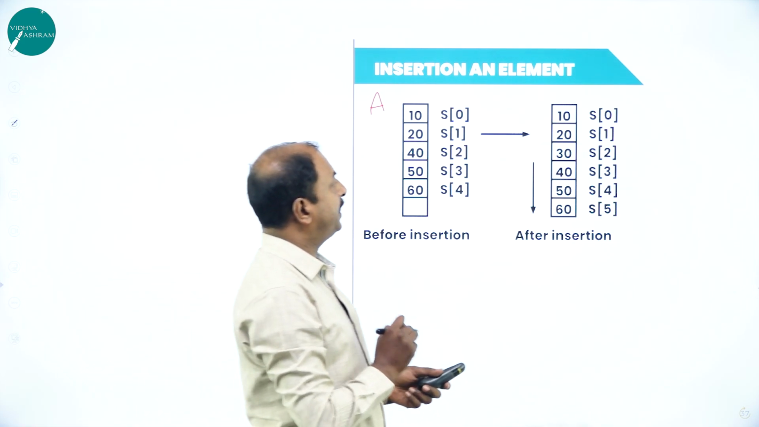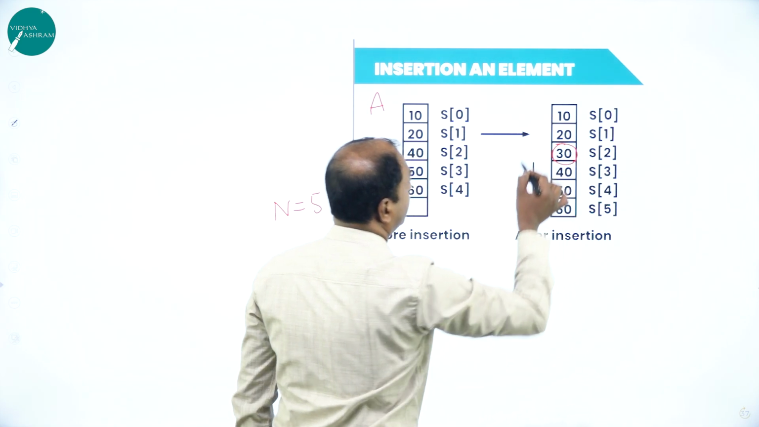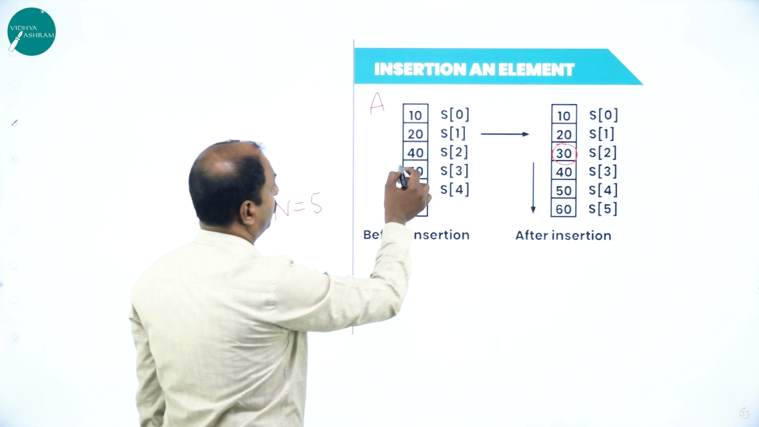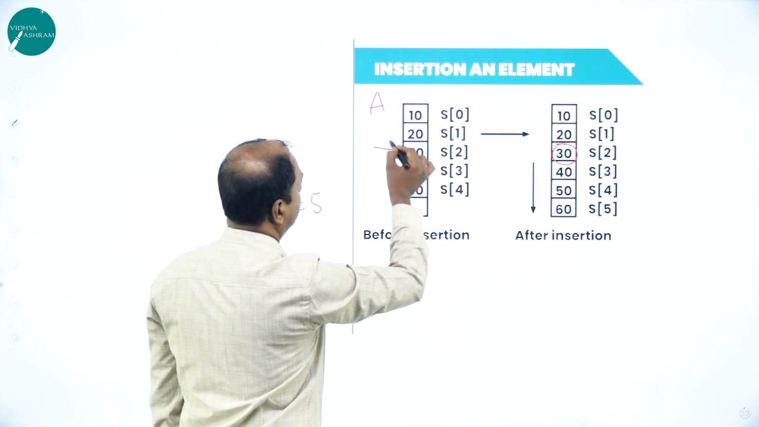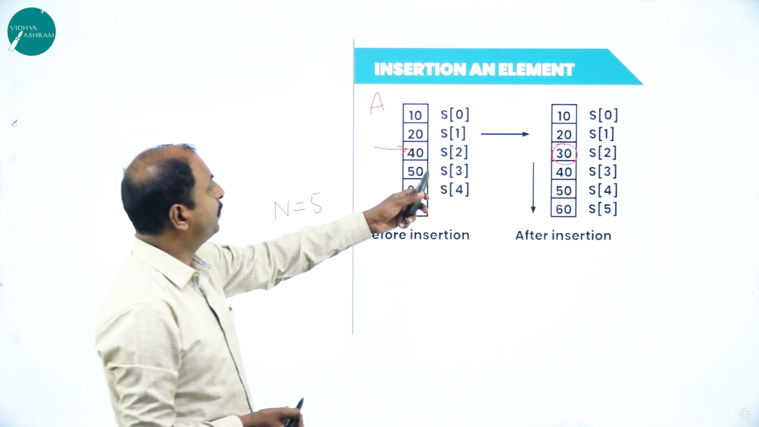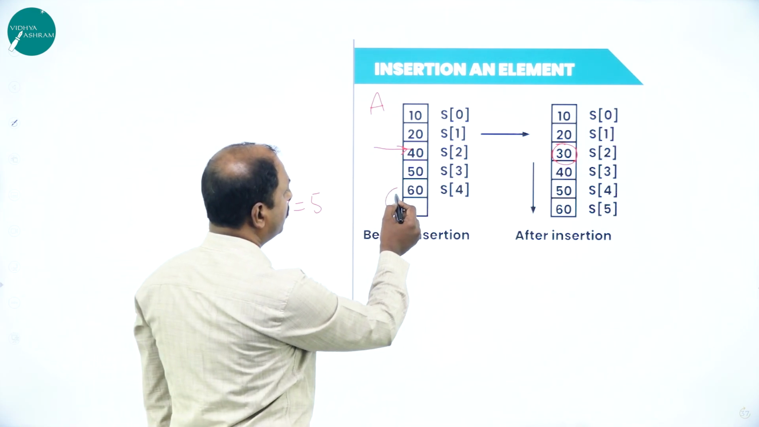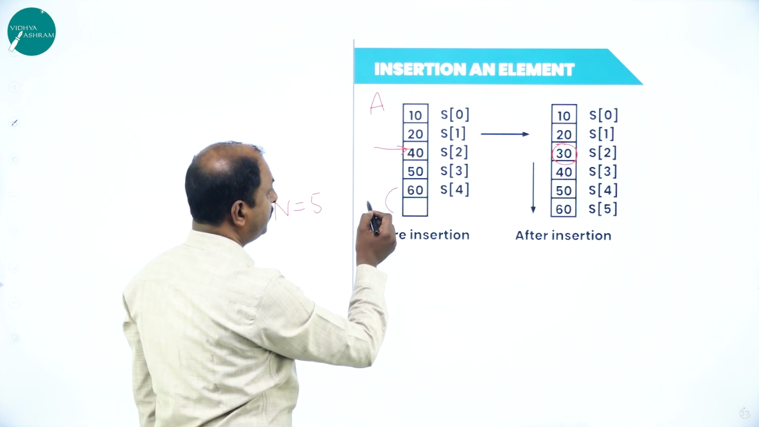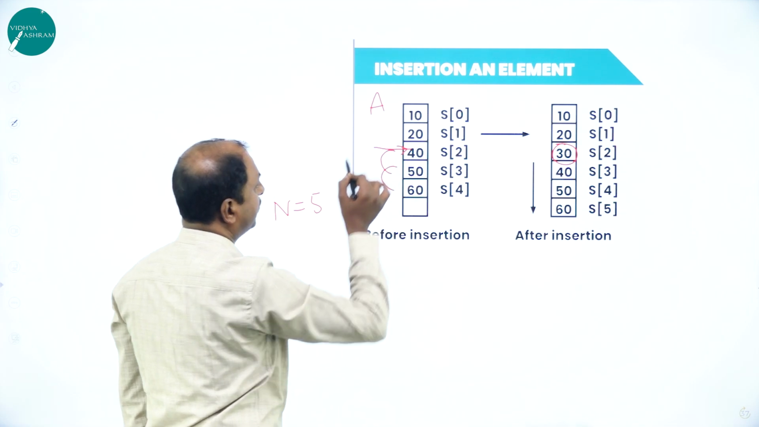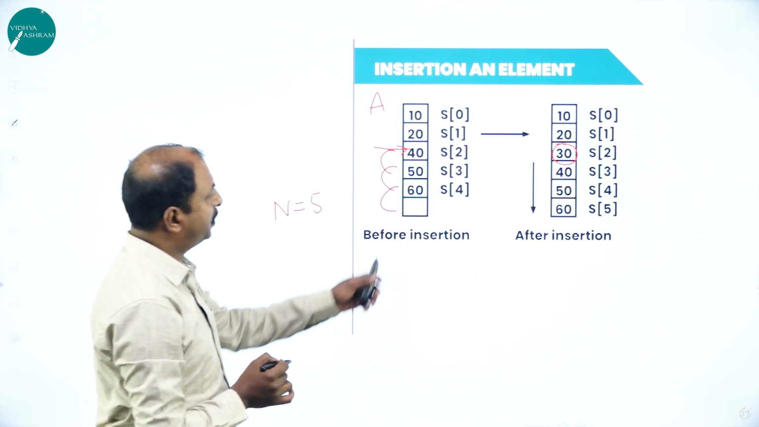Now, if you want to insert a new element, in this example 30, into the array at position 2, that is S of 2, the logic is: first we have to move the element 60 into the next position, next 50 should come here, next 40 should come here. So first we are going to move element 60 into this position.